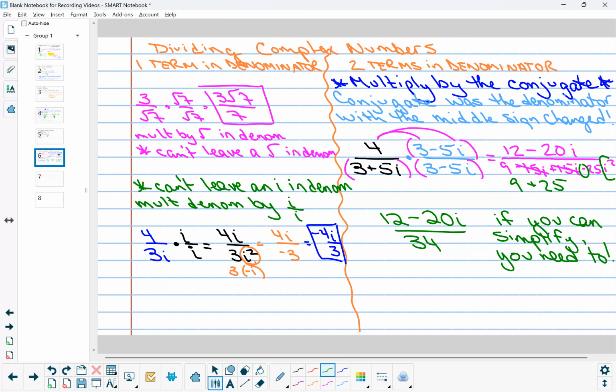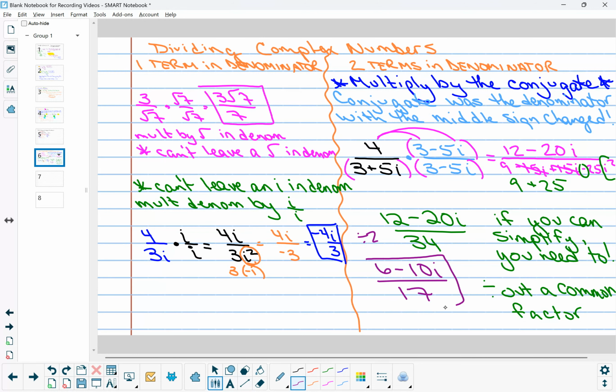And sometimes that's just dividing out a common factor. So here I know for sure I can divide out a 2, right? So that would make this a 6 minus a 10i over, well, it's half of 34, 17. And 17 is prime, so I can't go any further. And that would be the expectation, okay?